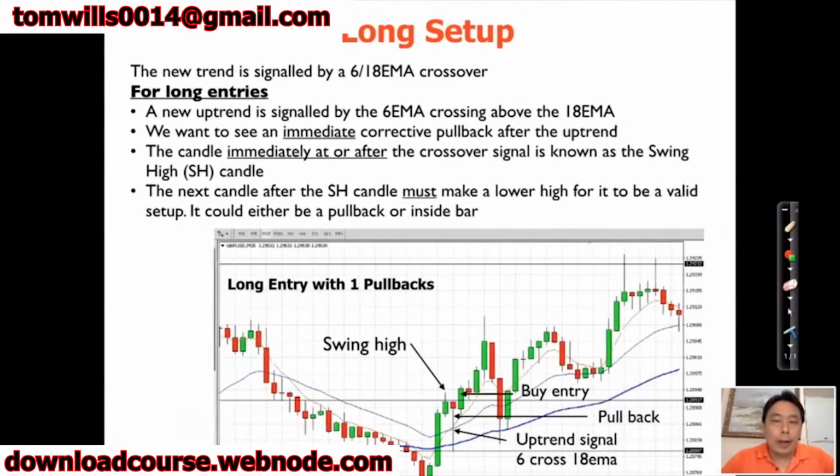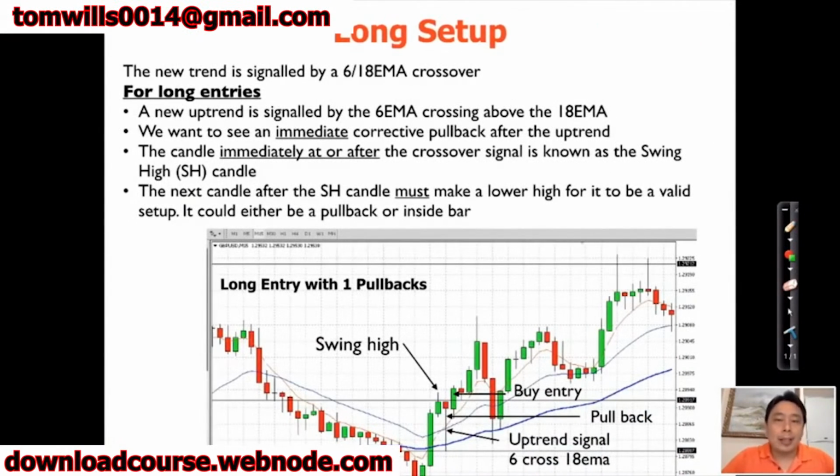All right, so onward and upward. So now you understand the candlestick patterns that we are looking for. Let's go to the exact setup that we need to identify. All right, so we're going to identify a new short-term uptrend using the 6 and 18 exponential moving average, or 618 EMA, a crossover. Okay, so for a long setup, we want to see a new uptrend signaled by the 6 EMA crossing above the 18 EMA.